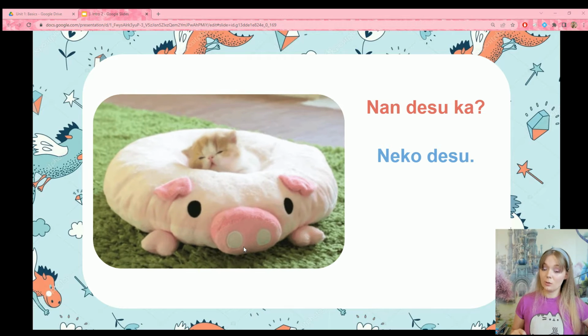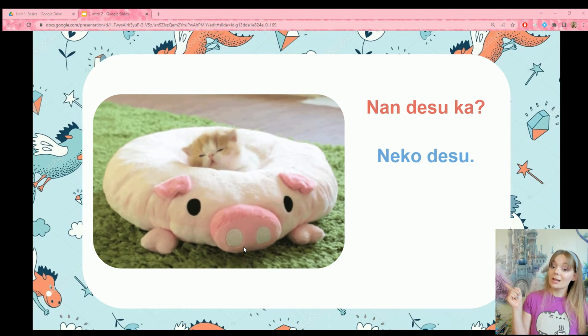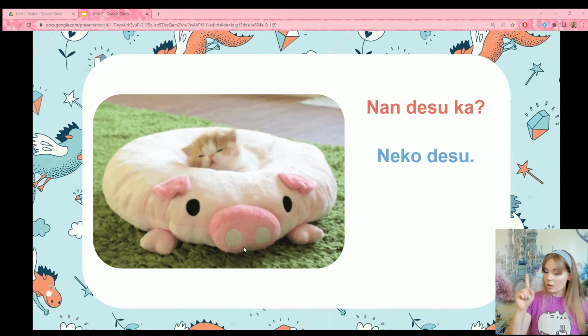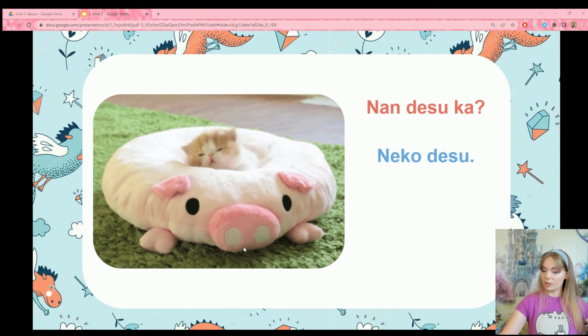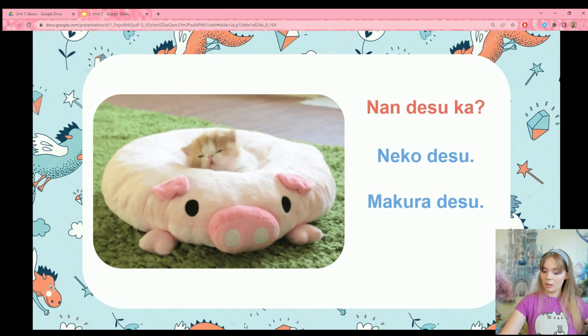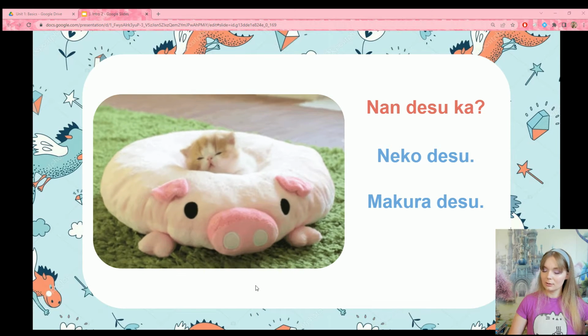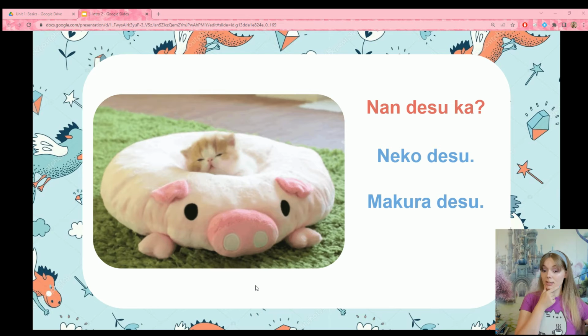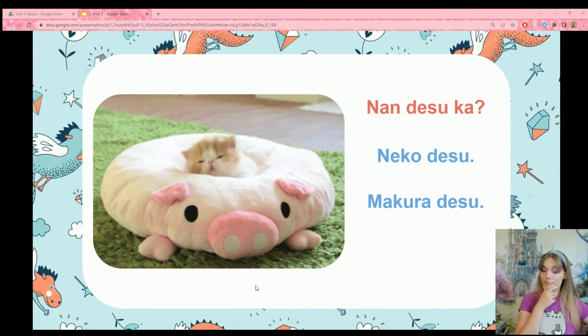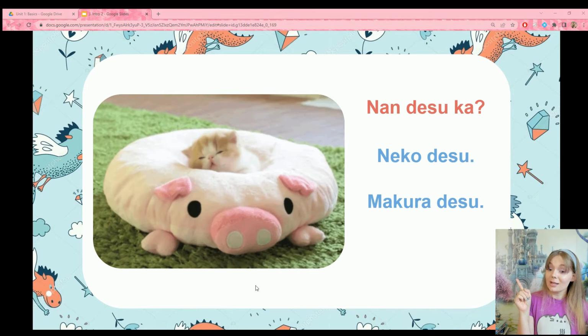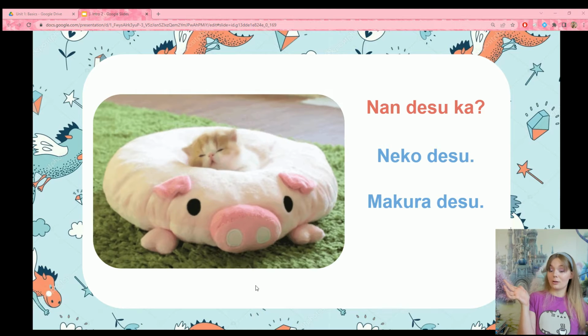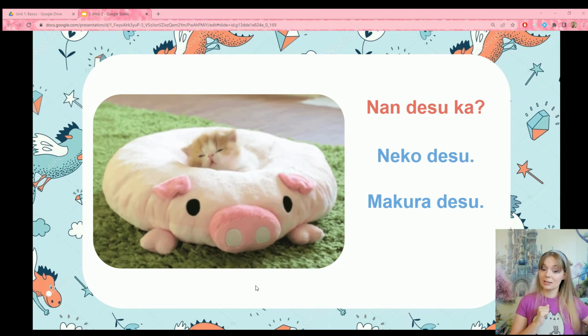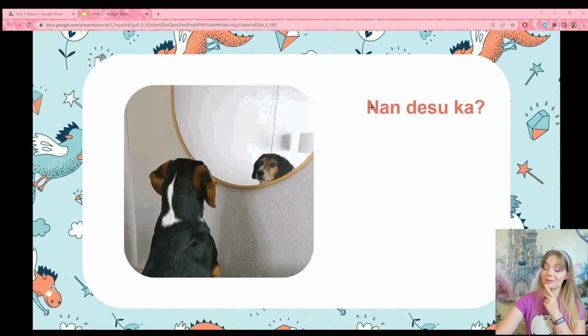The first thing you probably noticed was neko desu. It is a cat. But did you study your vocabulary? What is this? Makura desu. What is makura? Do you remember? It is a pillow. Makura desu. How about this one?